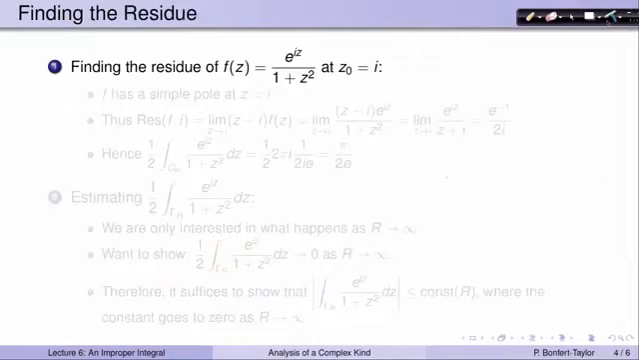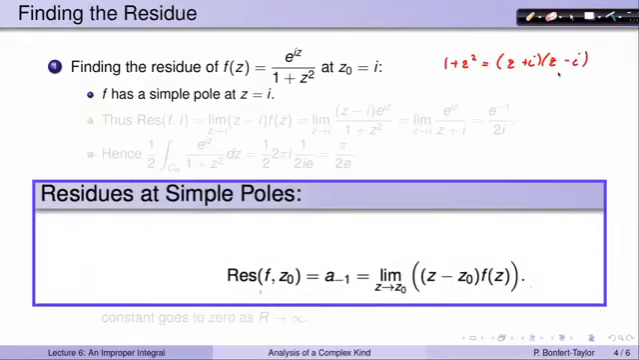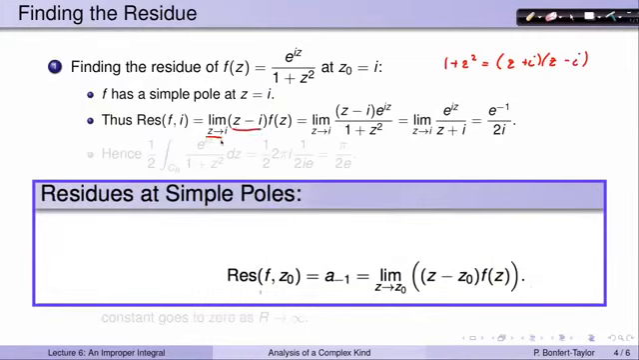First, we're going to find the residue of e^(iz) over 1 plus z squared at the singular point i. We notice that we have a simple pole at z equals i because 1 plus z squared factors into z plus i times z minus i. Therefore, the residue can simply be found by multiplying f by z minus i, and then taking the limit as z approaches i. When I multiply f by z minus i, that z minus i will cancel out with this other z minus i in the denominator, and all that is left is then the z plus i. So I need to find the limit as z approaches i of e^(iz) over z plus i.